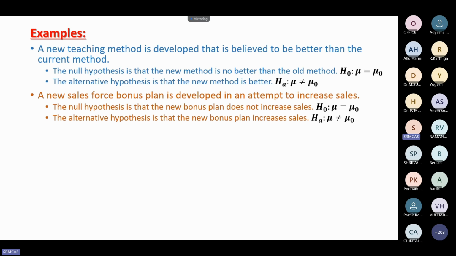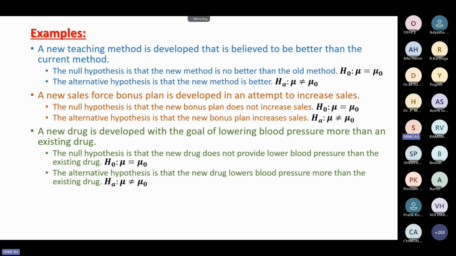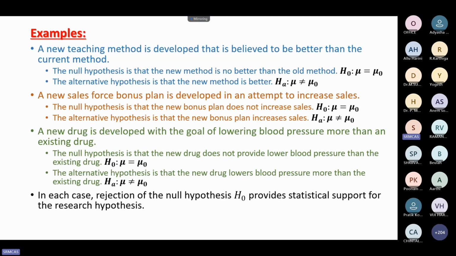Another example is a new drug developed with the goal of lowering blood pressure more than an existing drug. Here the null hypothesis is that the new drug does not lower blood pressure more than the existing drug, and the alternative is that the new drug lowers blood pressure more than the existing drug. So in each case, the rejection of the null hypothesis provides statistical support for our research hypothesis. In research we always try to reject the null hypothesis and accept the alternative hypothesis.